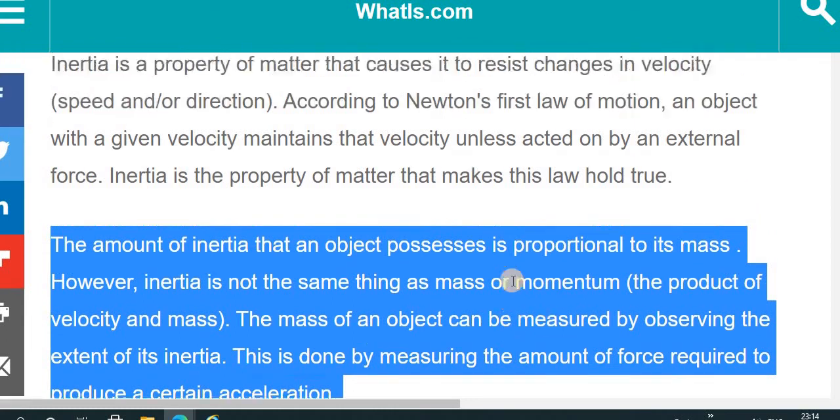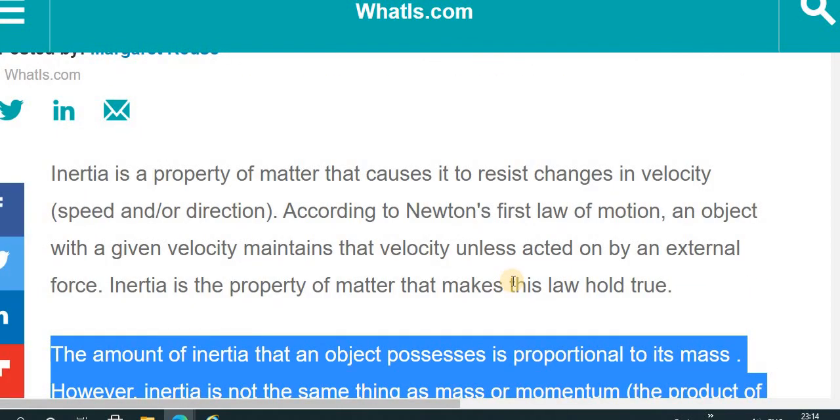So you can write down the definition: inertia is a property of matter that causes it to resist a change in velocity, and any object would try to retain its original state. The tendency to retain the original state is known as inertia, and inertia is directly proportional to the mass. If the mass is more, then the inertia of an object is also more.